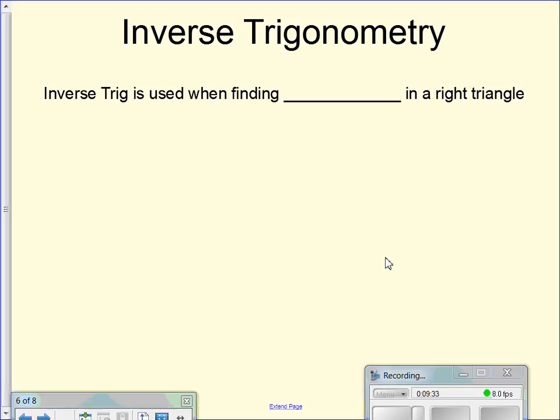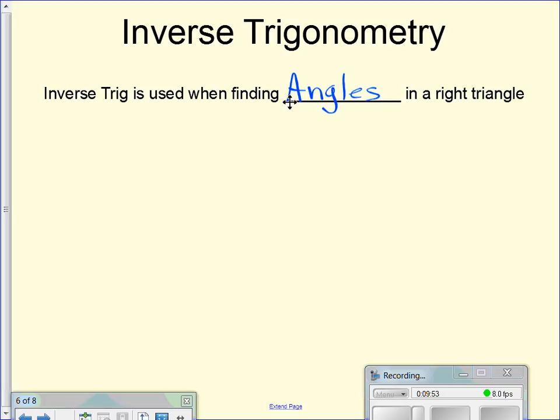Quick little bit here, very related, very similar to what we just did, is inverse trig. It's the same idea, only the difference is that inverse trig is used when finding angles. What we did was use that right triangle trig stuff to find sides. Inverse is used to find the angles.